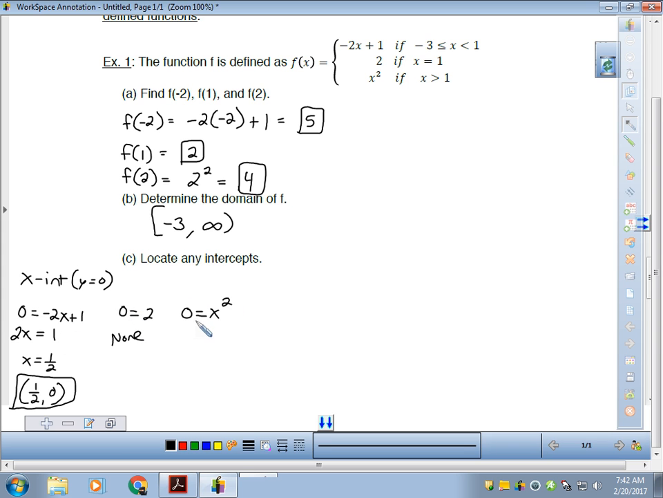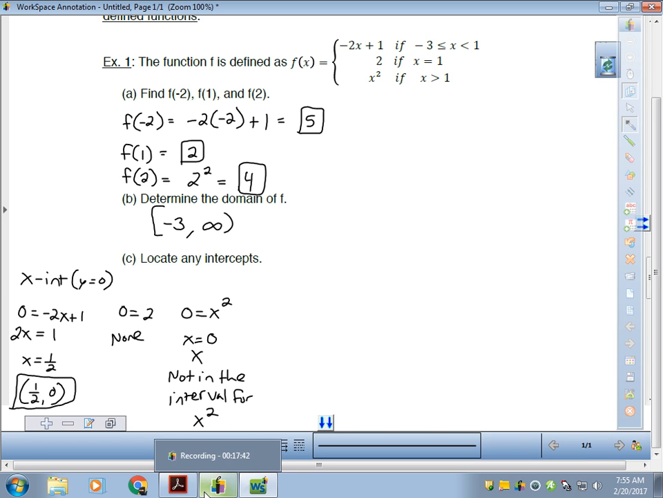And for our third interval, to get rid of the square, we would take a square root on both sides. And so we get x equals 0. Now before you box this in, you need to check, is x equals 0 in the interval for this piece, for x squared? If we look, x squared is for x's that are greater than 1. Is 0 greater than 1? No. So this one doesn't work either. You can make a note to yourself that it's not in the interval for x squared. So it doesn't work. So we only have one x-intercept. We only get this one here at (1/2, 0).